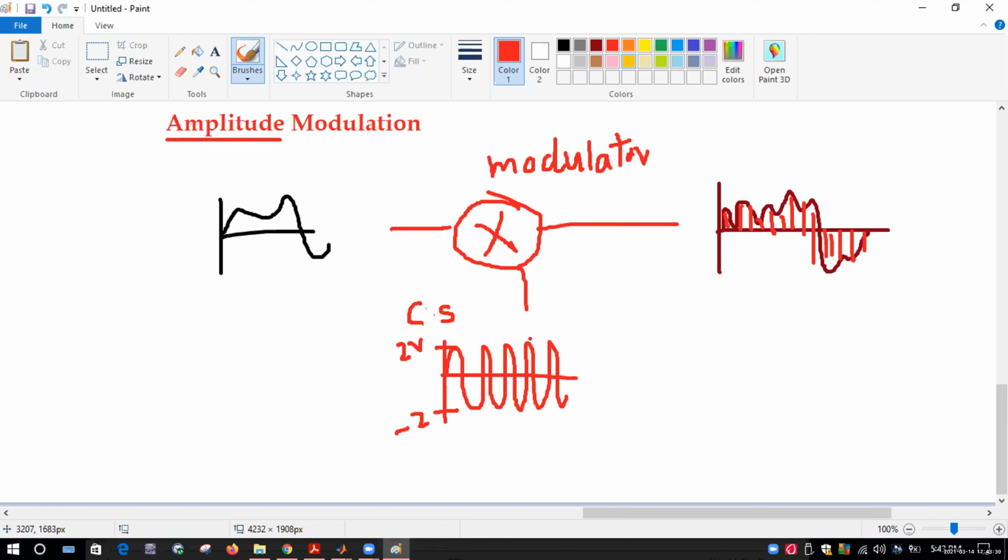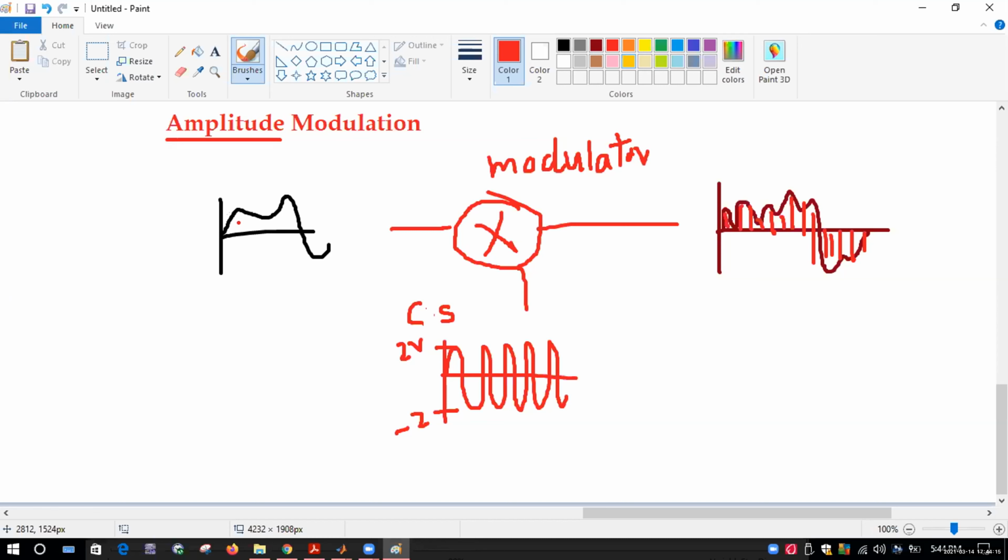This carrier was having a constant amplitude, but when we applied the information signal, its amplitude changed. And when its amplitude changed based on the amplitude of the information signal, we call this process amplitude modulation. In simple terms, amplitude modulation is simply changing the amplitude of the carrier by the amplitude of the message signal.